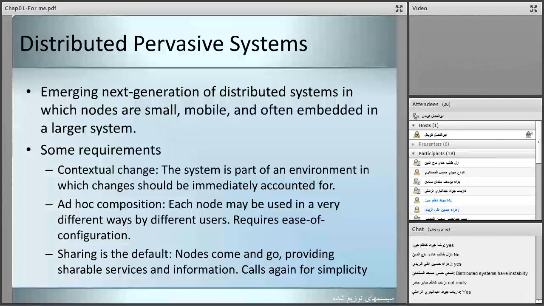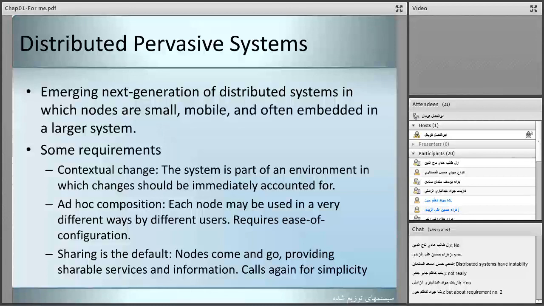Let me give you more explanation. We talked about different types of distributed systems. The first type was distributed computing system. We talked about cluster computing and grid computing. And then the other type of distributed system we talked about was distributed information systems. They are based on transactions, like online banking. Online banking is a distributed system that we use transactions to modify databases.